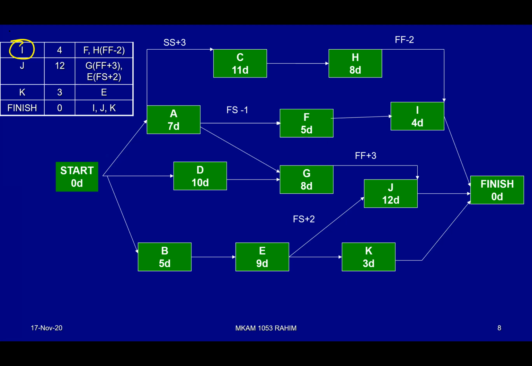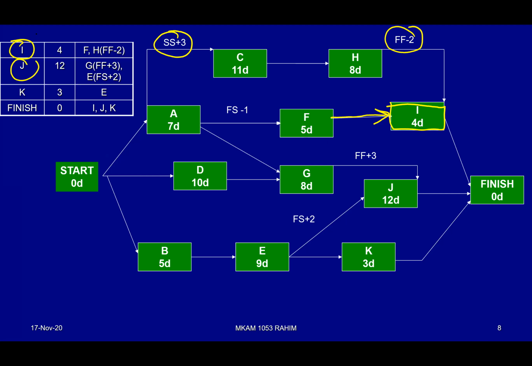Okay, I, you draw a box I, you put it somewhere, but then you connect from the predecessor. I is from F. F is already here. Just connect from F, and then from H. H is already there. You connect them, but the relationship is finish to finish. This is a little bit different. You notice that SS, FF is a little bit different from what we normally know.